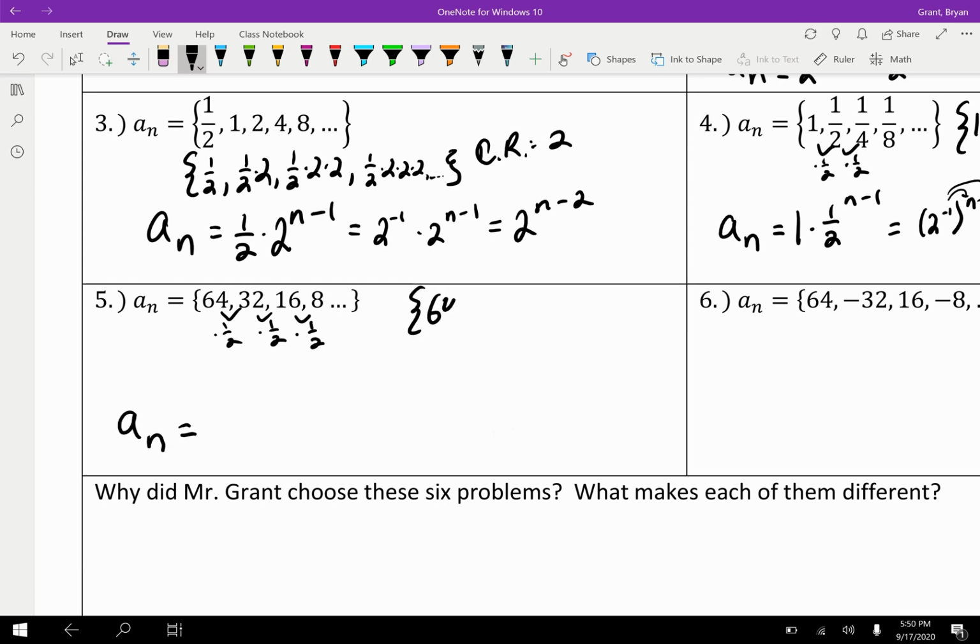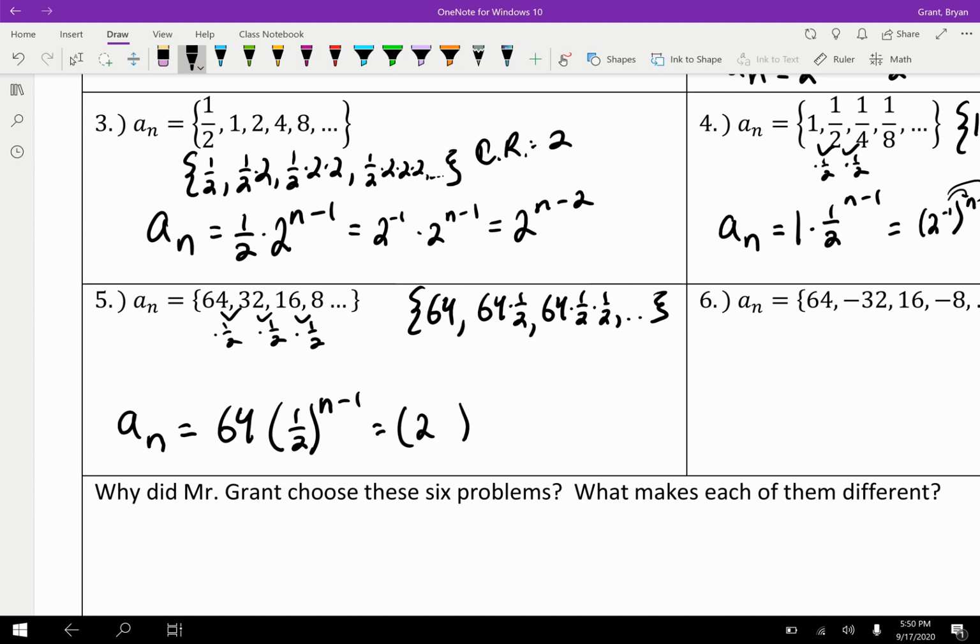So we started at 64, and then we did 64 times one of those 1/2, and then we did 64 times a half times another half, and so on and so forth. So 64 times 1/2 to the n minus 1. And that's looking pretty nice, but I bet you didn't expect this, or maybe you did. I think we can rewrite 64 as 2 to some power, can't we? Let's see, 2 times 2 is 4, a third 2 is 8, fourth 2 is 16, fifth 2 32, sixth 2 I think gets us 64.